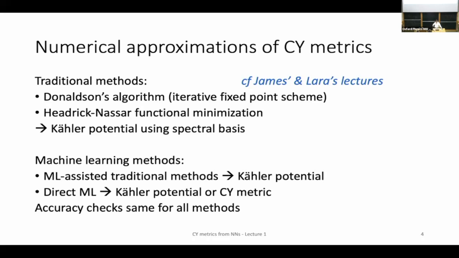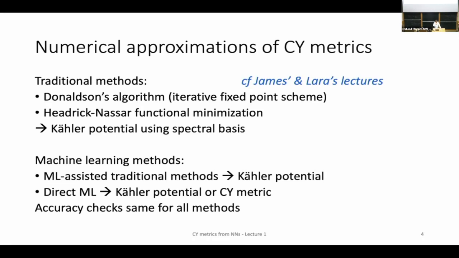So in the machine learning methods, just to start zooming in on them, you could take these traditional methods and use machine learning to replace bits and pieces of them. Then naturally you will get the Kähler potential, and you will also have some of the benefits of these traditional methods. For example, if you do this for the Donaldson algorithm, you can rely on Donaldson's theorem saying that you will get the true Ricci-flat metric as you take k to infinity. That's something you would like to have.